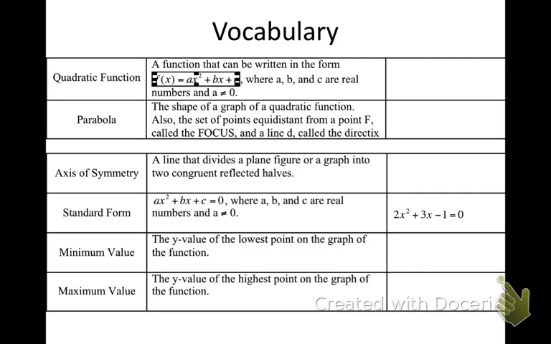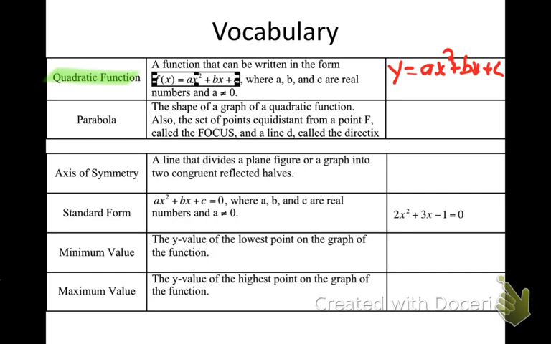All right, vocabulary. There is a lot of key vocabulary here, so do pay attention. A quadratic function is a function that can be written in the form f of x equals ax squared plus bx plus c. And again, I don't know why that has a box around it. But that's really the same thing as y equals ax squared plus bx plus c. Again, same thing as that.